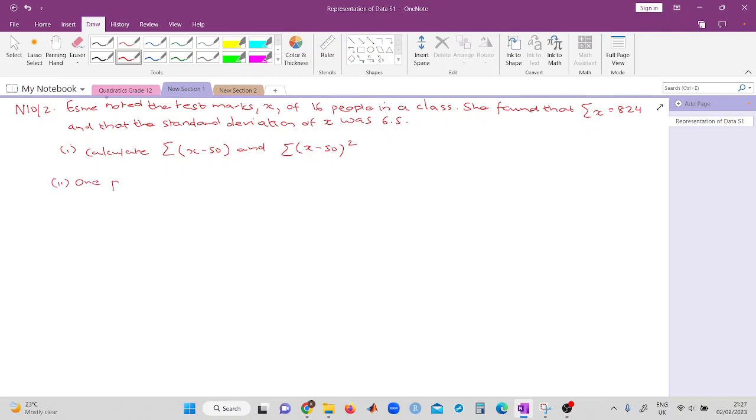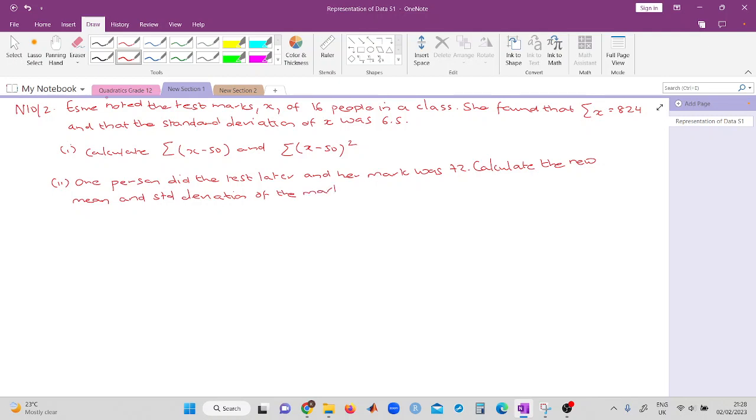Deuxième, one person did the test later, and her mark was, c'est combien? 72. Calculate the new mean and the standard deviation of the marks of all 17 people.